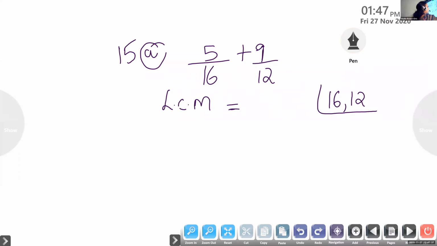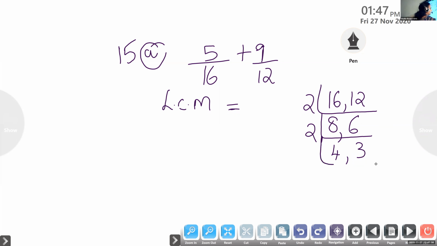(16 and 12). So you can start alone. Agane told me the answer. Okay. Now all the children find out whether it is 48. 8 2s are 16. 6 2s are 12. Again, 2. 4 2s are 8. 3 2s are 6. This much only we can do.